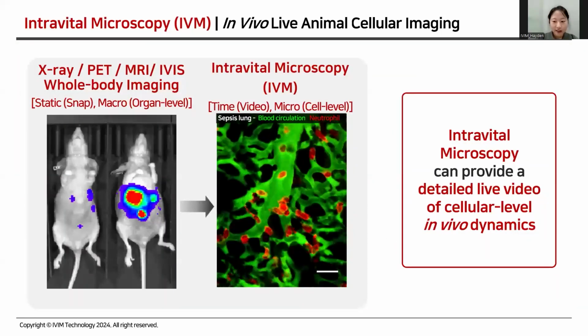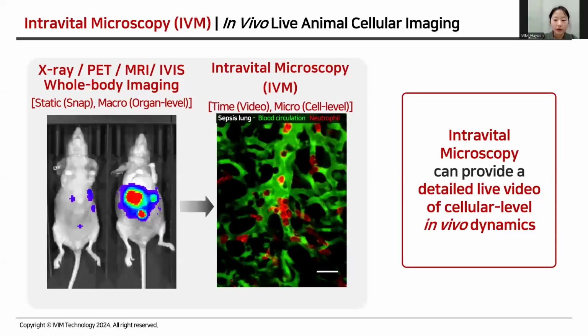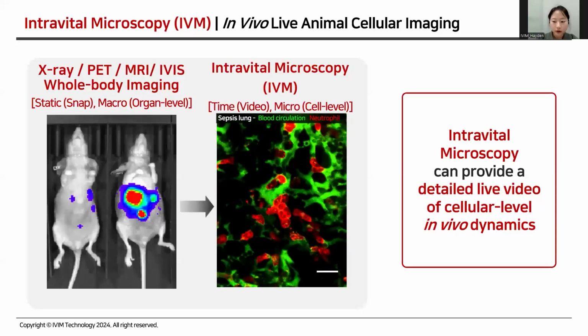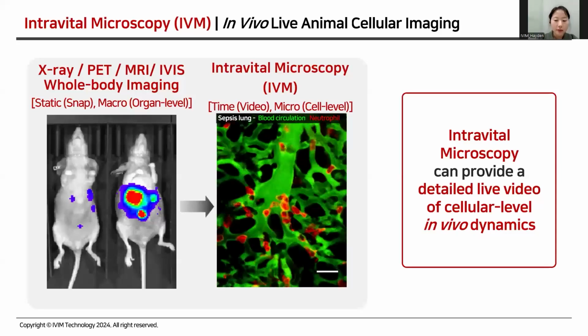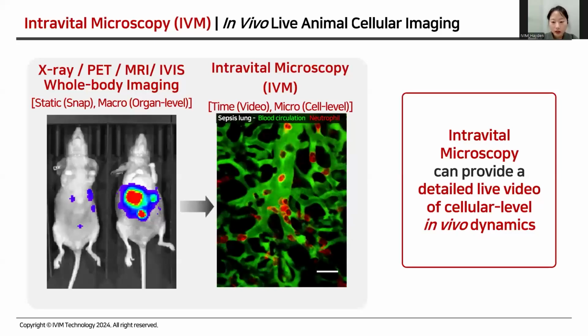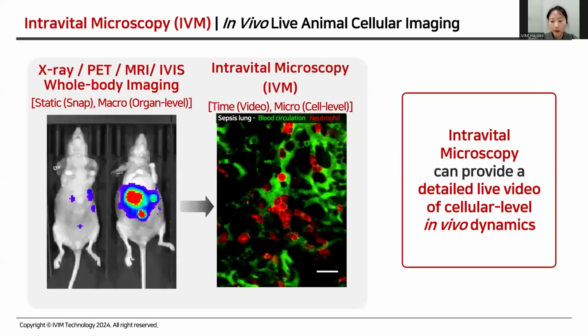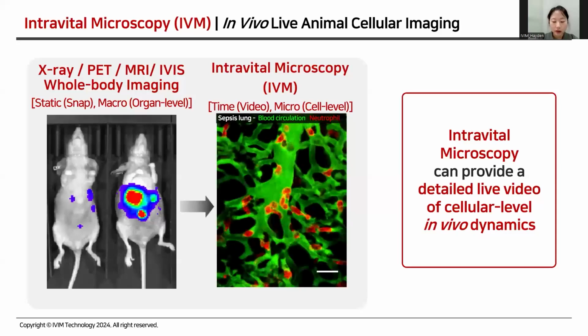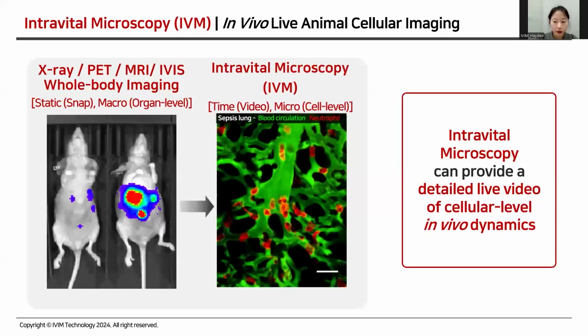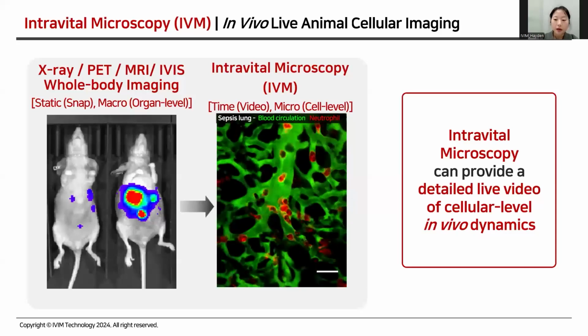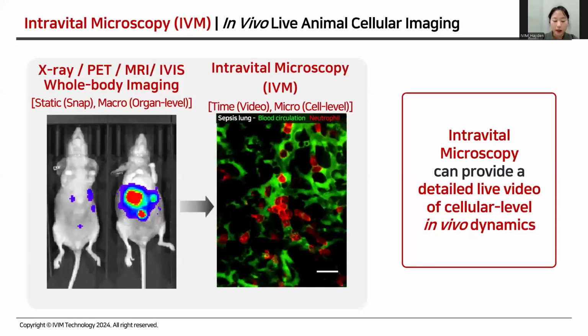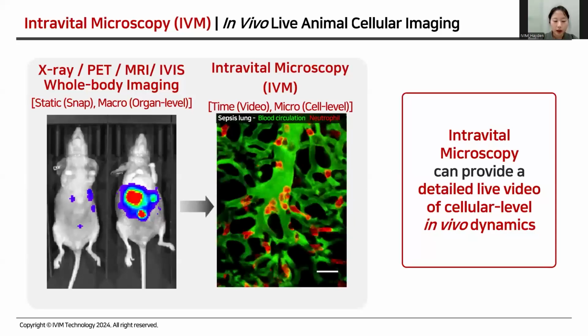Maybe you've heard of and are aware of the conventional in vivo imaging modalities, for example, X-ray, PET, or MRI, which are macro-scale scopes. So it was quite difficult to see the mechanisms of disease development or drug biodistribution in live animals because you could only acquire whole body or whole organ imaging.